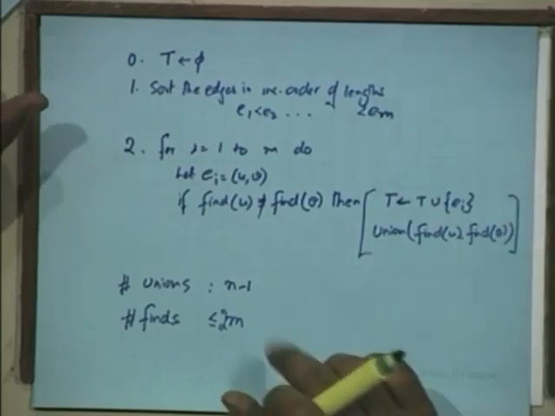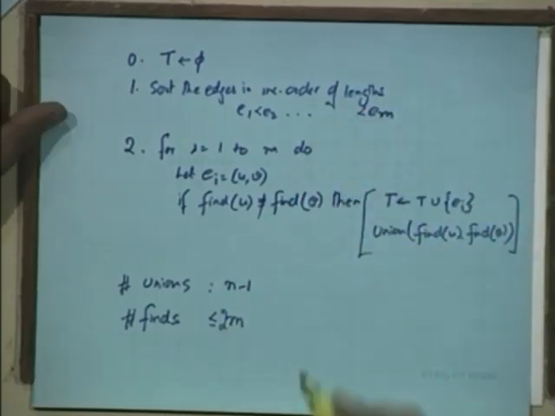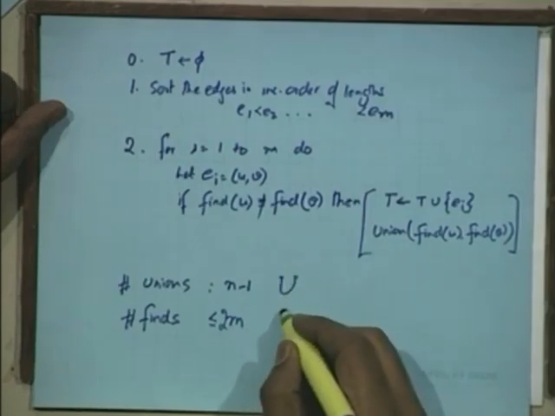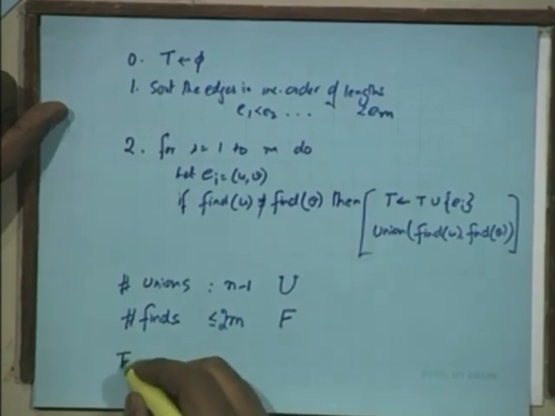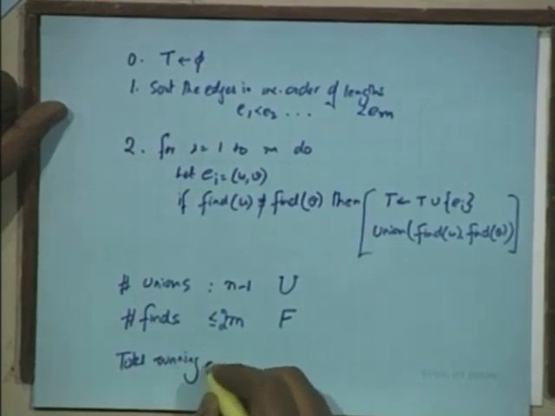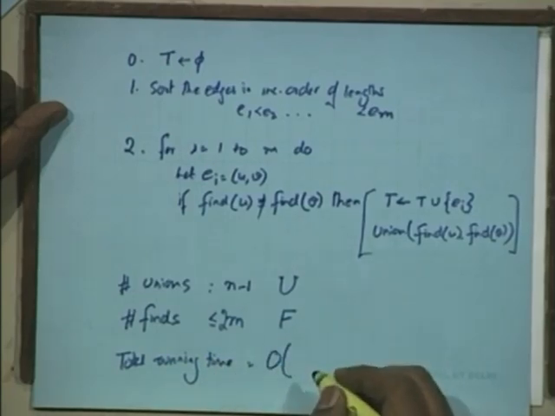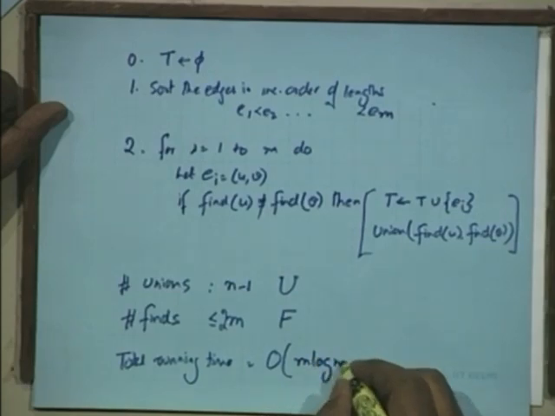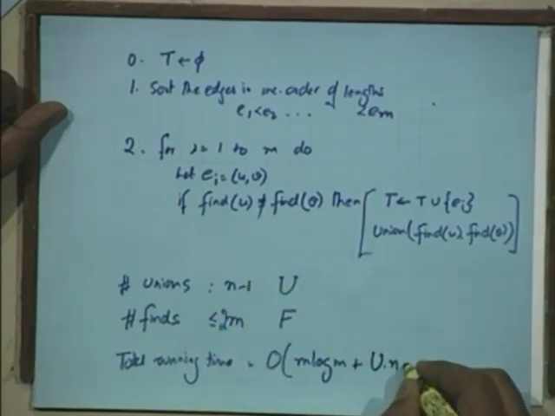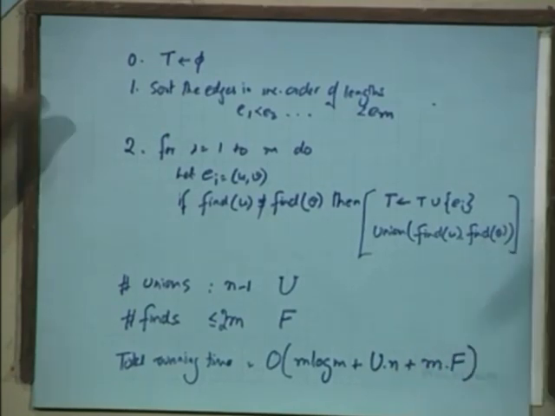So, what will be the total running time of this procedure then? If this operation, let us say, takes u time and this takes f time, then what is the total running time? This step will take m log m time plus u times n plus m times f. So, now we have to find a good data structure. By good we would mean one with a small u and small f. Is everyone comfortable with this? Are there any questions till this point?